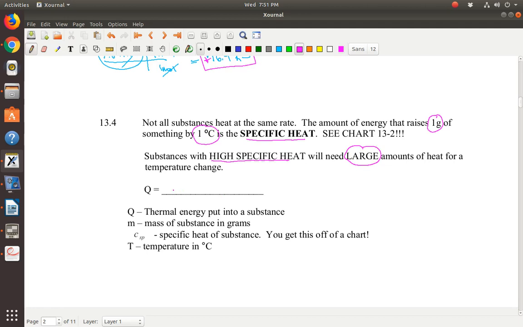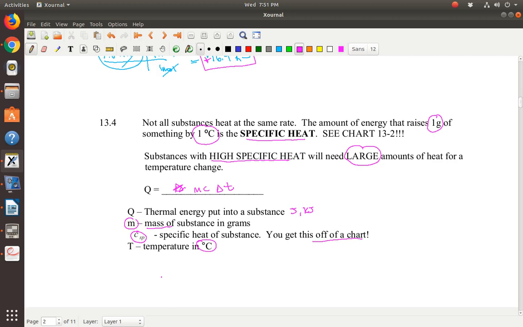And the formula, which was in that video, one of them is Q = MC delta T. Now this is a different M. The M is the mass of a substance. The Q is the thermal energy. It's going to be in joules or kilojoules. And the C is the specific heat. You'll get this off a chart. And the T is the temperature in degrees Celsius.